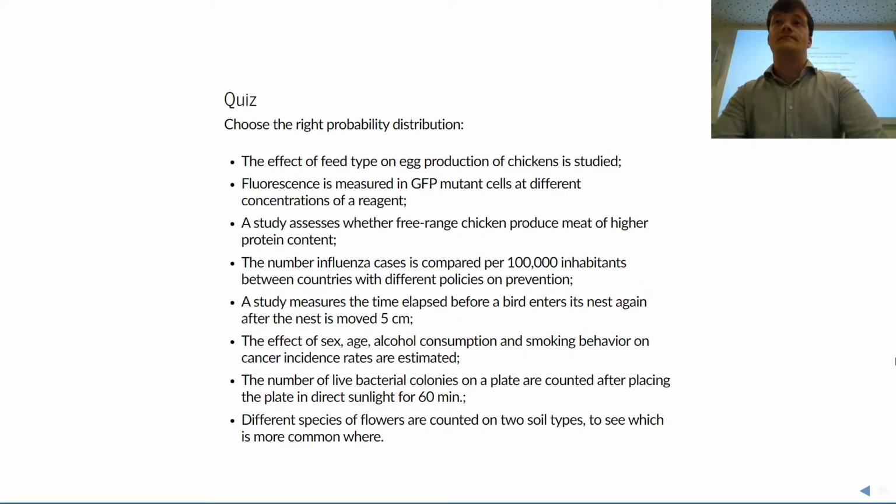Okay, then the third one. I would say normal. A study assesses whether free-range chicken produce meat of higher protein content. And why do you think normal? Because you would have a mean value and you would assess whether it produces on one side. Yeah, so you have a certain amount of protein in your meat, and that could go up or down depending on whether it's free range or the other class. And given the group mean, it's perfectly reasonable to start with the assumption that it's normally distributed. We can't know if they're normally distributed, that's why we do diagnostics, but as a starting point that would be fine.